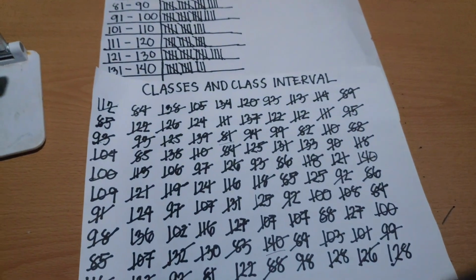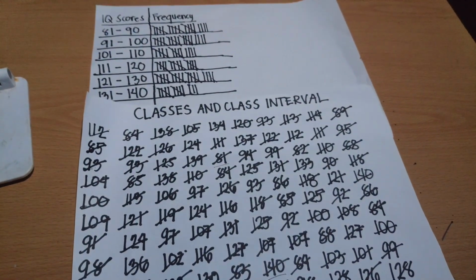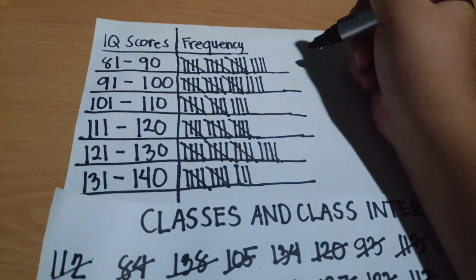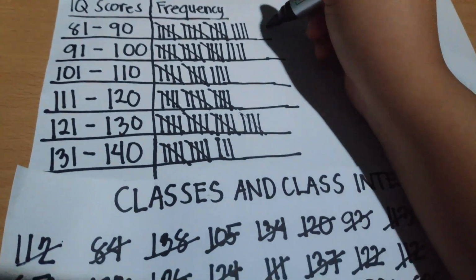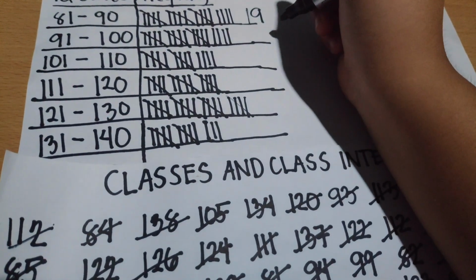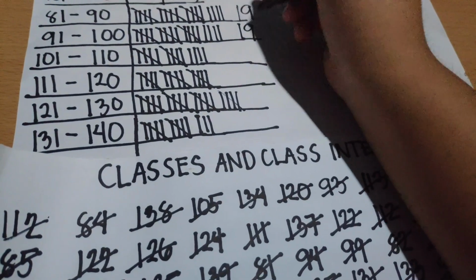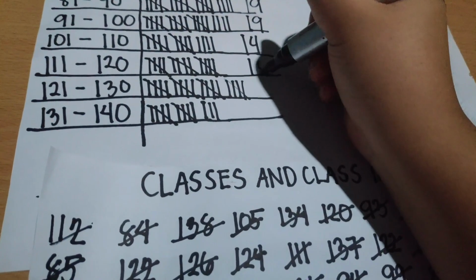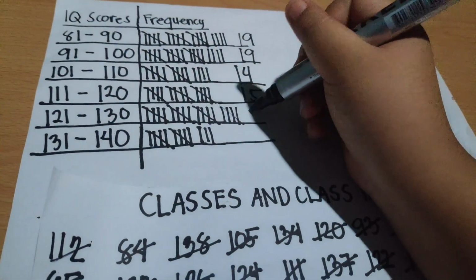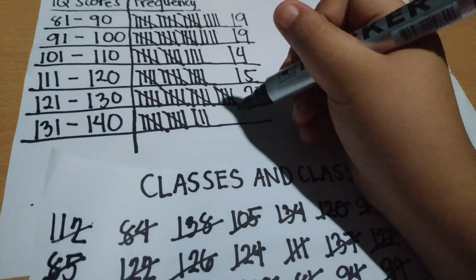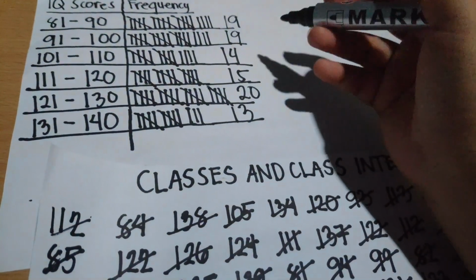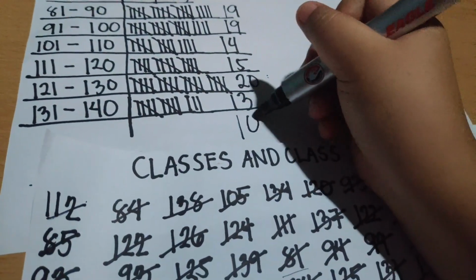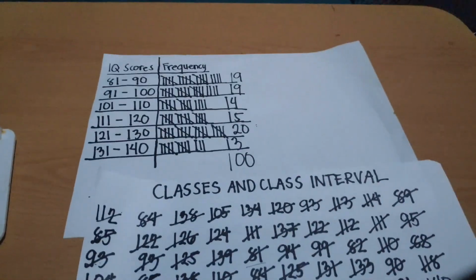So now we have finally finished tallying. So let's put the numerical values. Here, this is 19. Here, this is 19 also. Here is 14, 15, 20, and 13. So the total of the frequency is 100. And perfect.